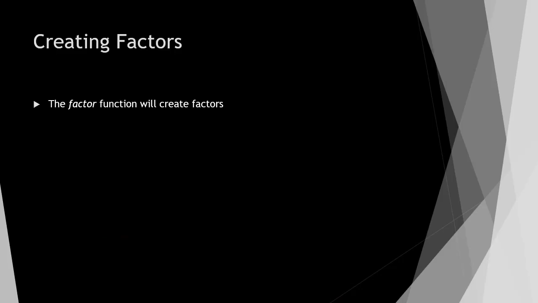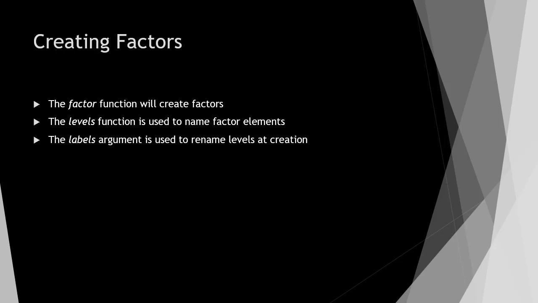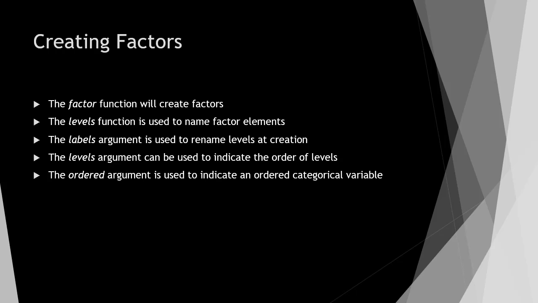So when we create factors, the factor function is our common function for creating those factors. The levels function can be used to name those factor elements. The labels argument can be used to rename levels at the time of creation. The levels argument can be used to indicate the order of levels, and the ordered argument can be used to indicate that we have an ordered categorical variable. The gl function generates factor sequences.